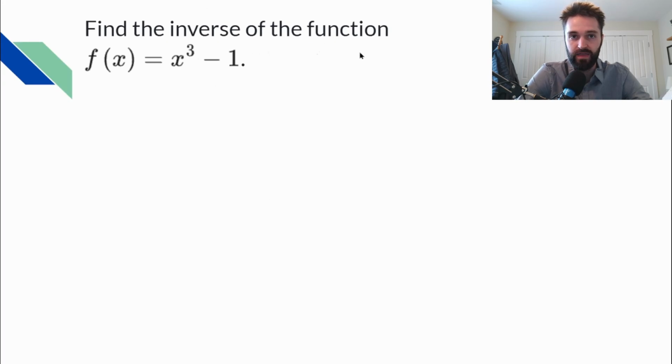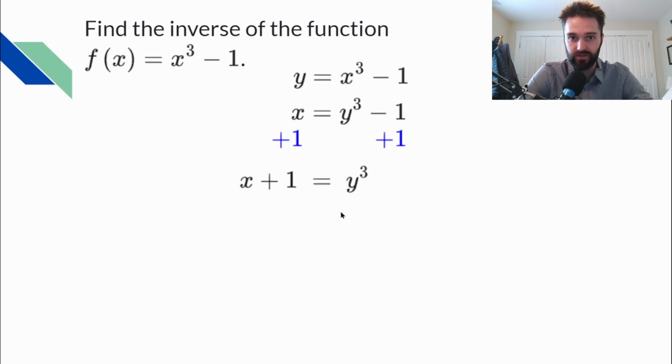Here we're asked to find the inverse of the function f of x equals x cubed minus 1. So let's do the same thing that we did before and replace that f of x with y for our first step. y equals x cubed minus 1. And then let's swap x and y. So we have x equals y cubed minus 1. Then, to isolate y cubed on the right-hand side, let's add 1 to both sides. And that gives us y cubed equals x plus 1.